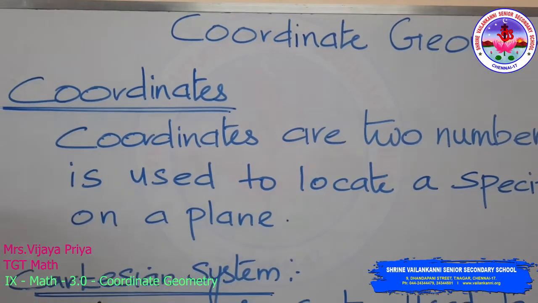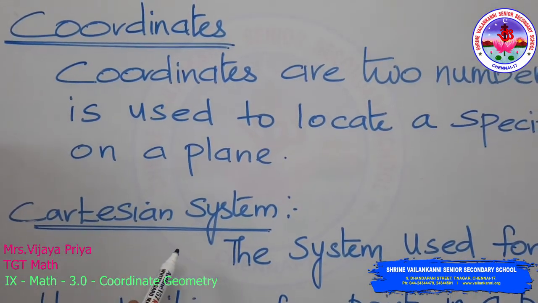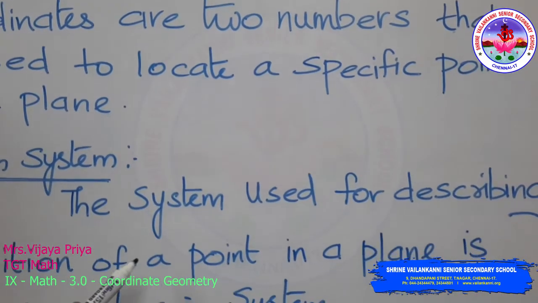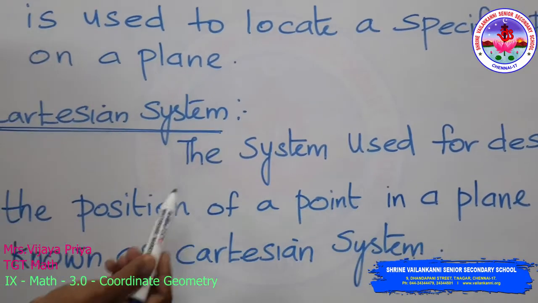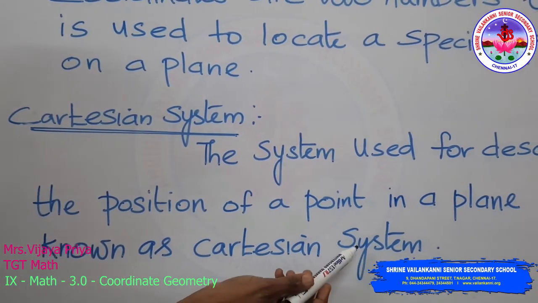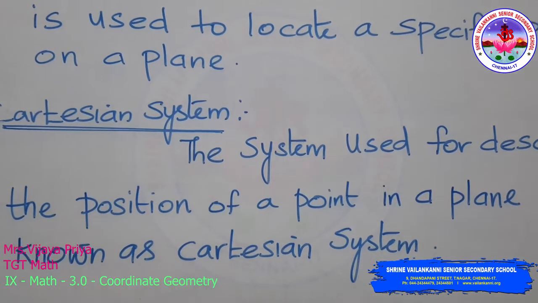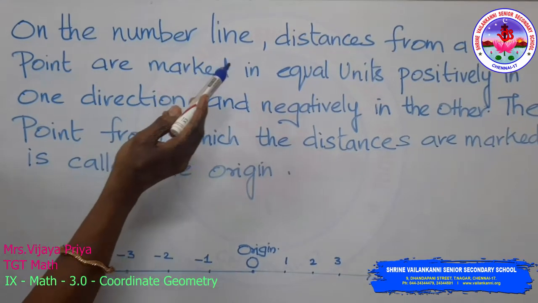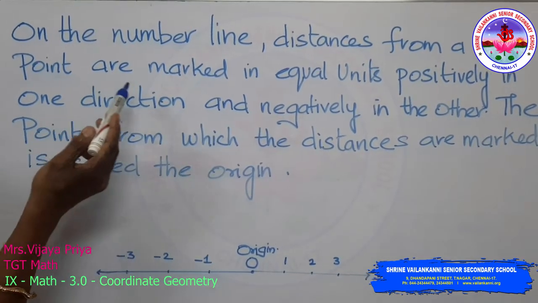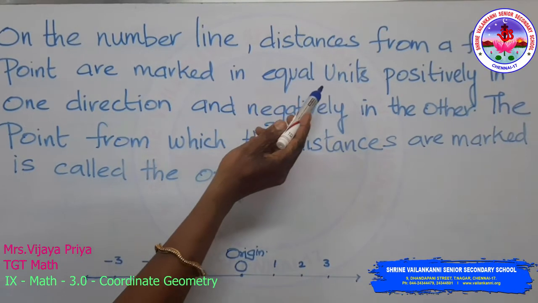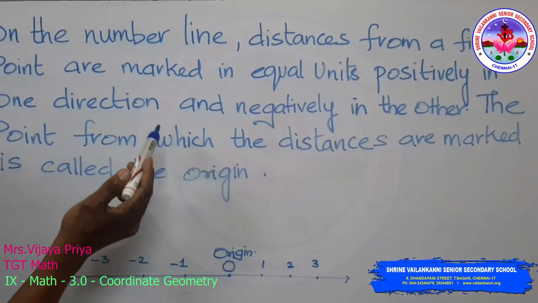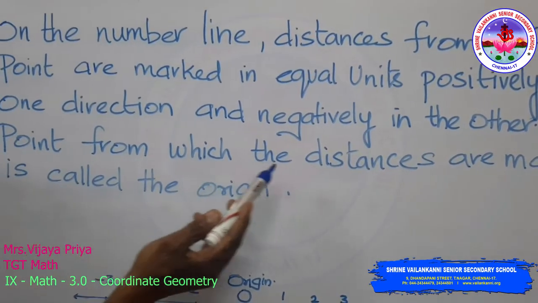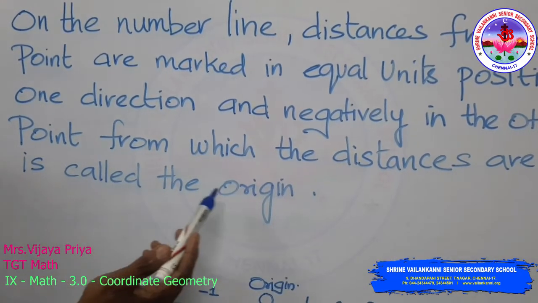Now coming to the definition of the Cartesian system: the system used for describing the position of a point in a plane is called the Cartesian system. Recalling the number line, on the number line the distances from a fixed point are marked in equal units, positively in one direction and negatively in the other. The point from which the distances are marked is called the origin.